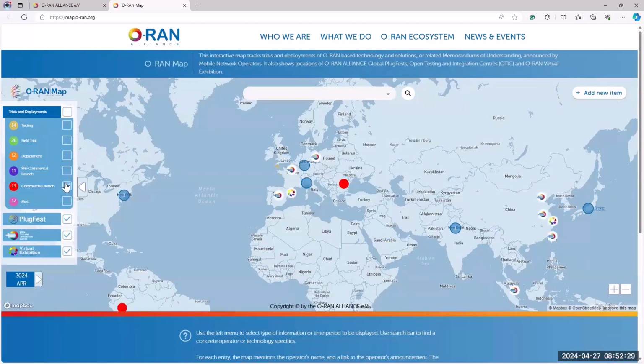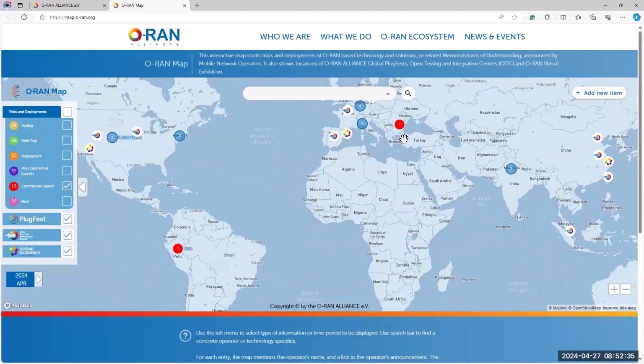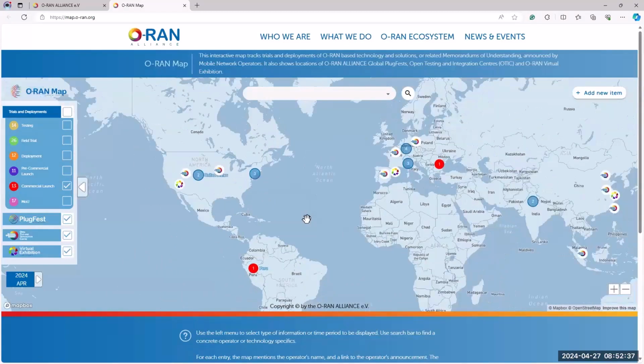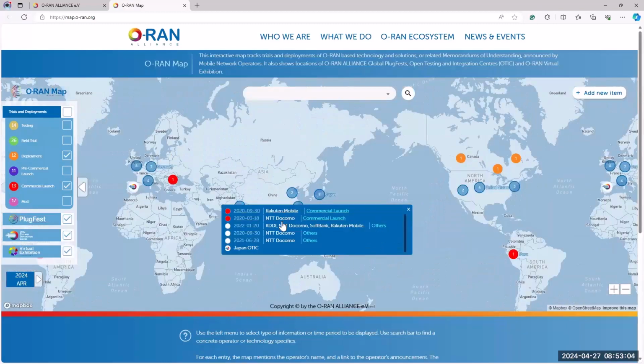If you click the commercial launch, there are already sites or areas that have launched Open RAN. But there's a deployment here. One of the deployments is already in Japan, which is Rakuten. Rakuten and NTT Docomo already have commercial launch.